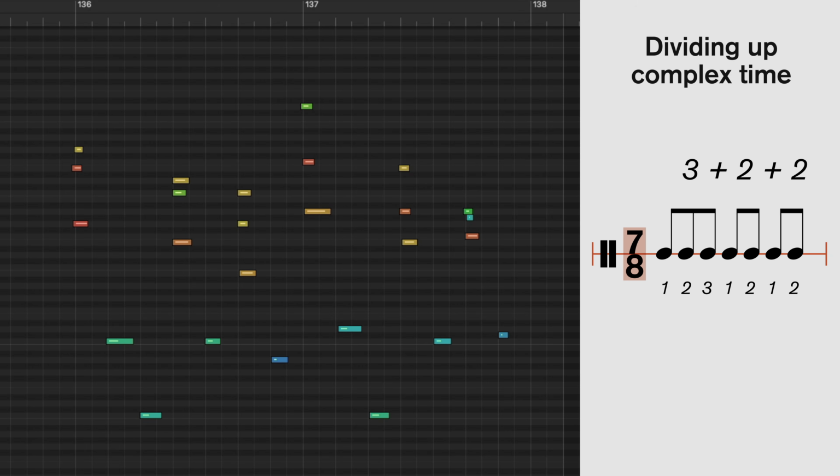Here's a practical way you can use complex time, especially in film scoring. 7/8 is a really useful time signature if you're scoring something playful or fast-paced, like an action scene. Because the emphasis can change, it keeps the audience on their toes, and it can feel unpredictable.